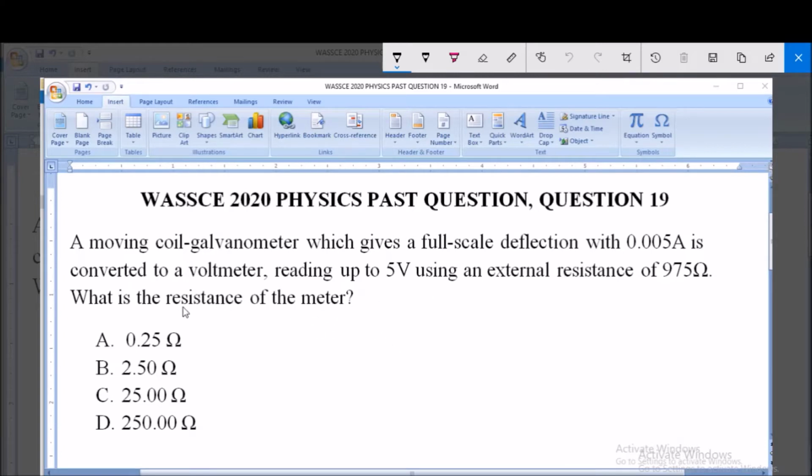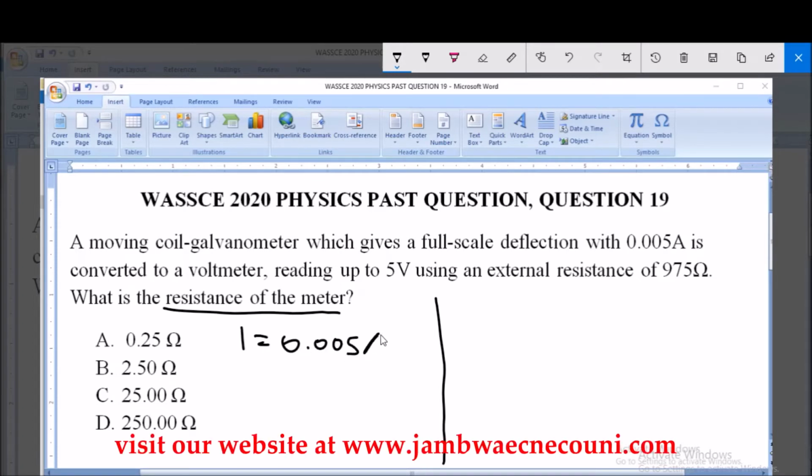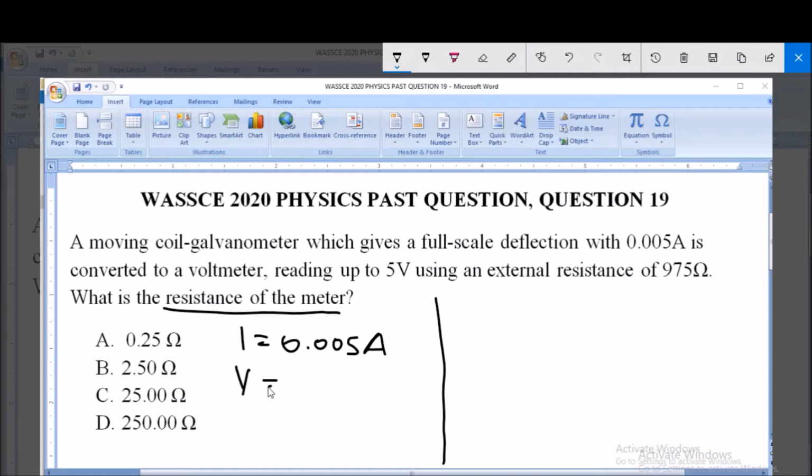So we're asked to find the resistance of the galvanometer. Now, this is a conversion of the galvanometer to a voltmeter, and like we know, a galvanometer is an instrument that is used to measure very small currents. Now, it is given that the current being measured with full scale deflection, I, is equal to 0.005 amperes. Now, this galvanometer is converted to a voltmeter reading up to 5 volts. That means the total voltage V is equal to 5 volts, using an external resistance of 975 ohms.